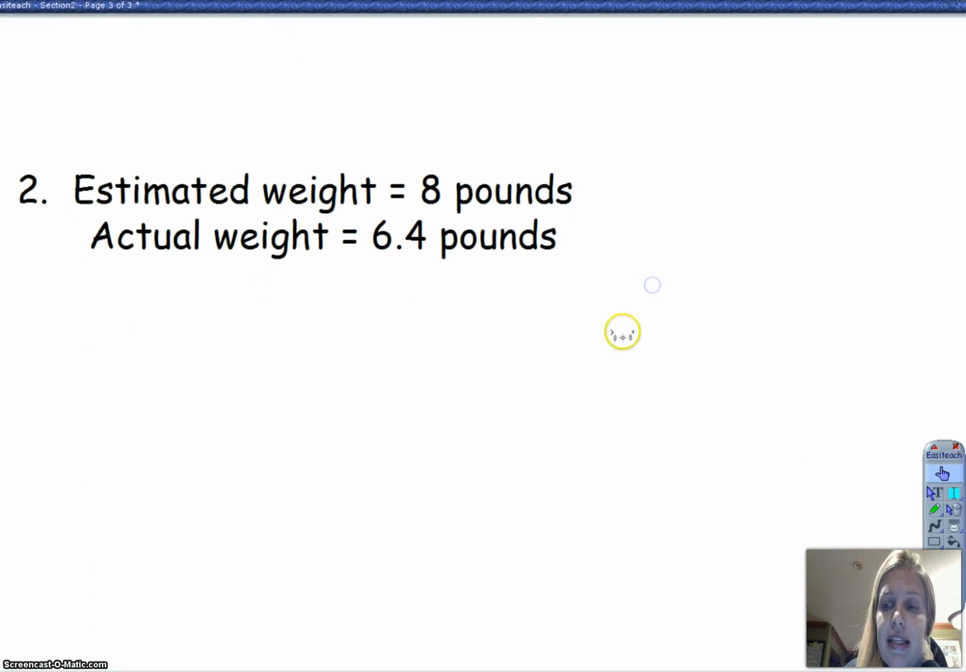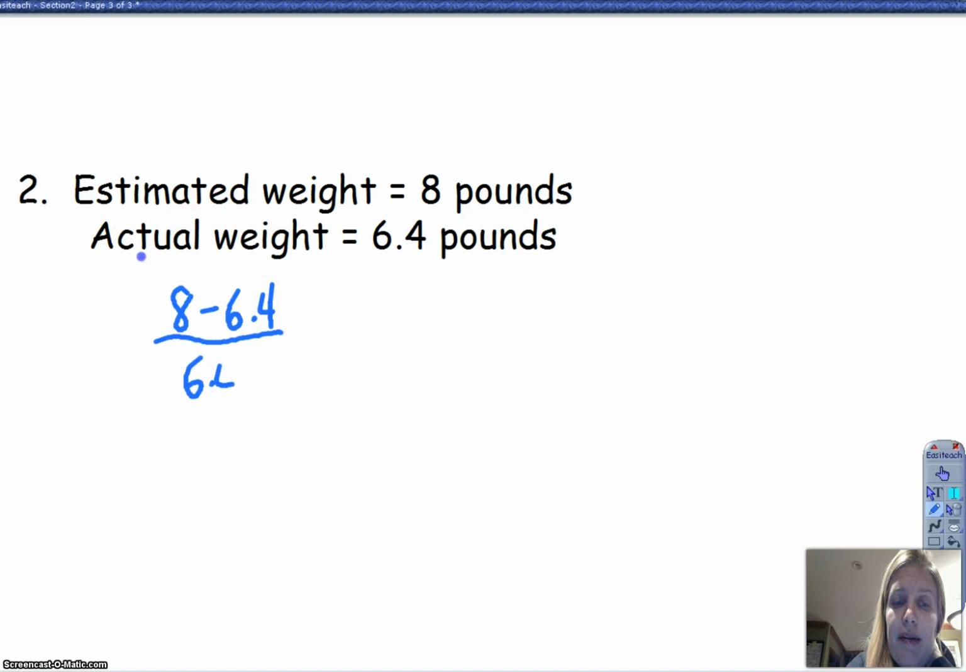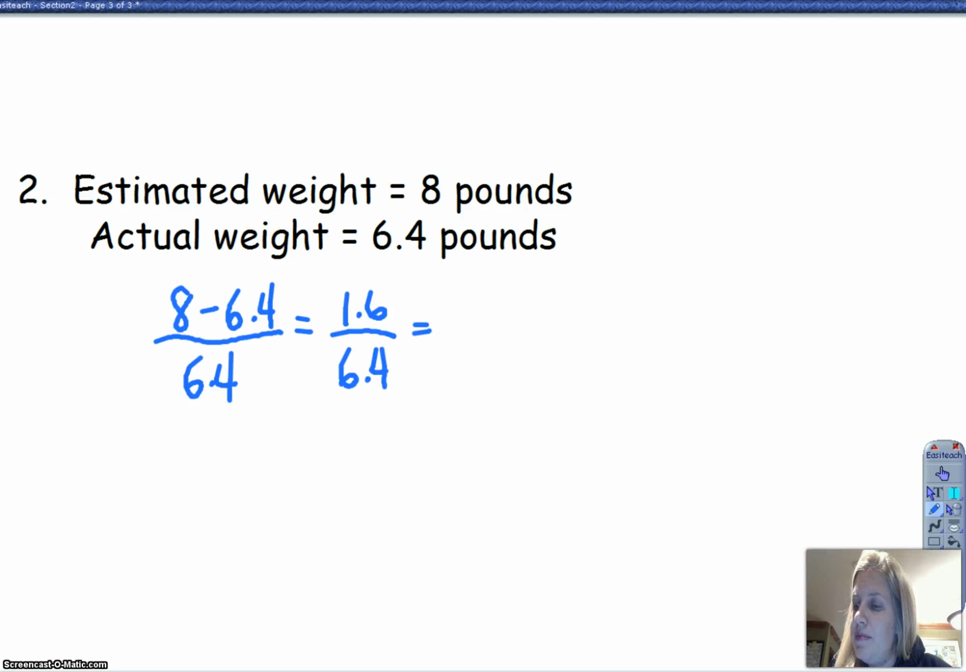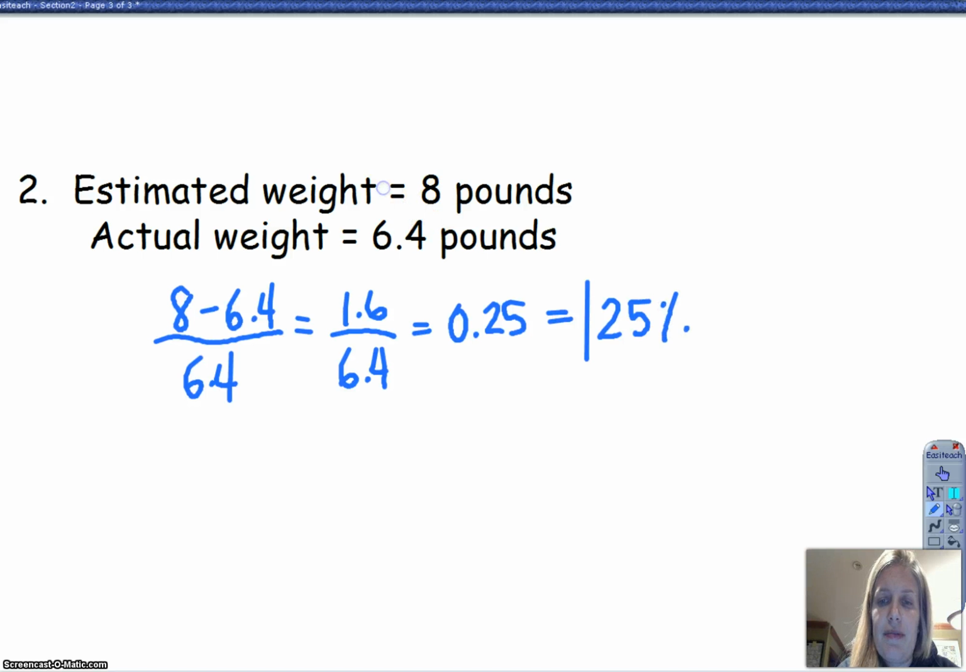All right, one more, and then that's it for this lesson. So our estimated weight is 8 pounds, so we guessed that something was going to be 8 pounds, and it actually weighed 6.4 pounds. So we're going to subtract the 2, 8 minus 6.4, over what was it actually, 6.4. 8 minus 6.4 is 1.6 over what it was actually, 6.4. Divide them. 0.25, multiply by 100, or move it over 2, 25% error.